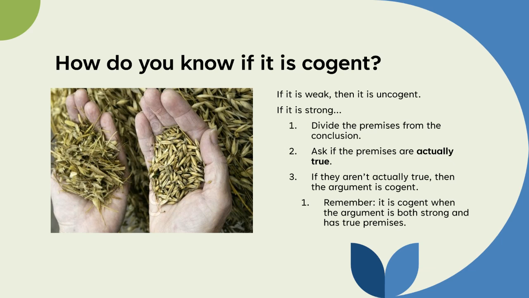You're again going to divide the premises from the conclusion. You're going to keep them separated, right? You're going to separate the wheat from the chaff like this, right? You're going to separate the premises from the conclusion. And then you're going to ask, are the premises really true? If they are actually true, and if the argument is actually strong, guess what? It is cogent. Okay? To be cogent, the argument must be both strong and have true premises. That makes it cogent.